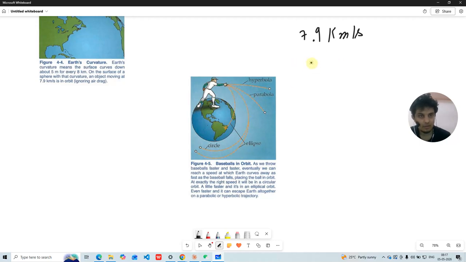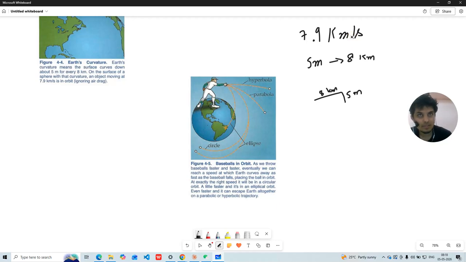So the earth is curving 5 meters for every 8 kilometers, so like this, for every 8 kilometers it is dipping 5 meters. So if we have to put anything into an orbit that makes it overcome these constraints, that should be the speed, and we'll get to find out how we get that speed.